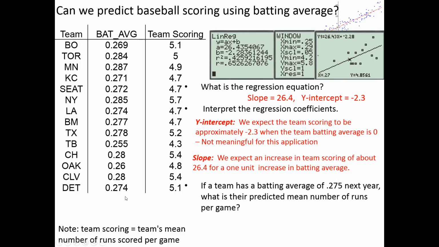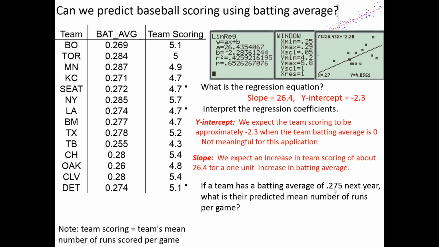If you look at these batting averages, that would just appear to be miraculous because there doesn't seem to be such a large increase in batting average if you look at these teams. So that is how you would interpret the slope, but it doesn't seem to be terribly realistic in this application.